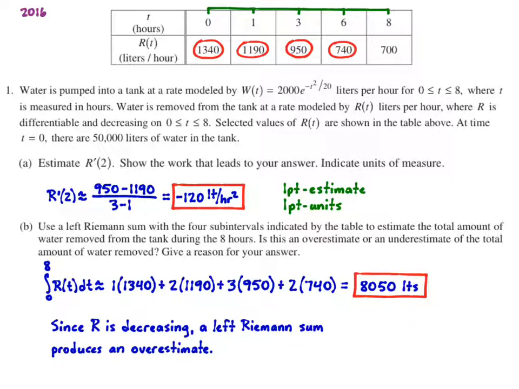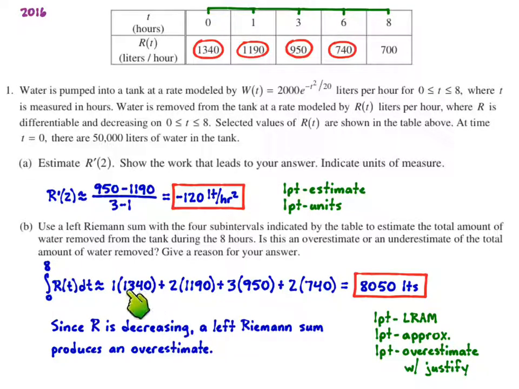All right, as far as points go, you're going to get 1 point for the left-hand Riemann sum. So basically 1 point for this line right here. Okay, so 1 point for this. 1 point for your approximation. So 1 point for having this answer here. And then 1 point for saying that it's an overestimate with your justification that the function is decreasing on a left Riemann sum.